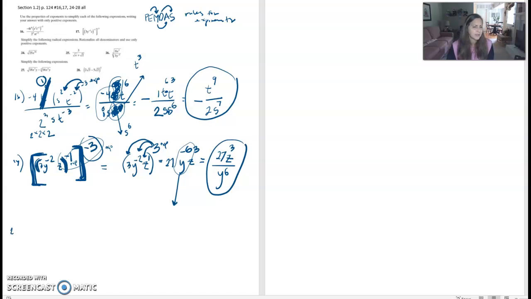Number 24, let's keep going. The square root, oh my goodness, I don't know if I can see this, is 25x to the, I think it's a 30. I cannot read that, to be perfectly honest. I'm sorry, I cannot read it.